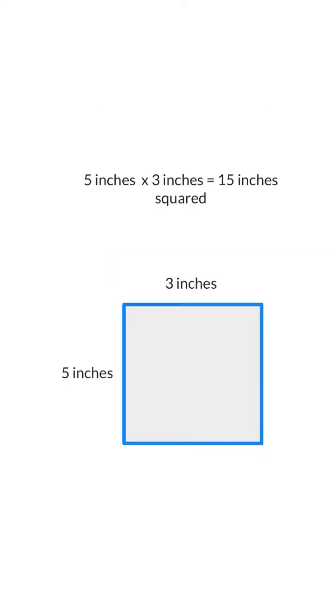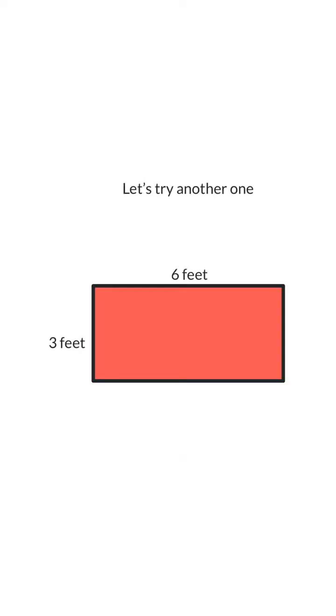If we multiply the two side lengths of 5 inches by 3 inches, we get 15 inches squared for the area of this shape. Let's try another one. This shape has 2 side lengths. One is 3 feet long and one is 6 feet long.